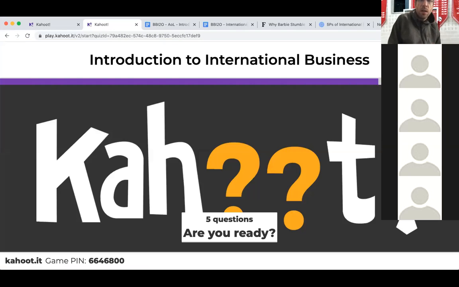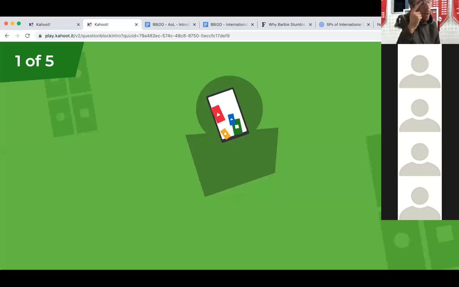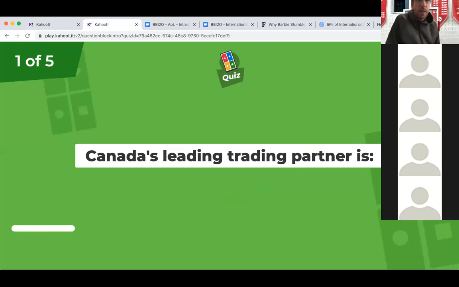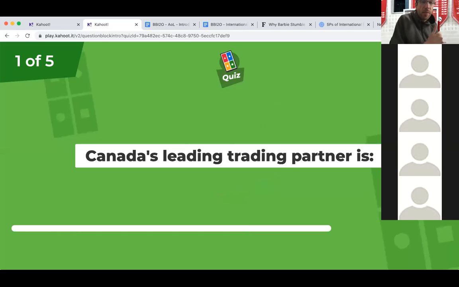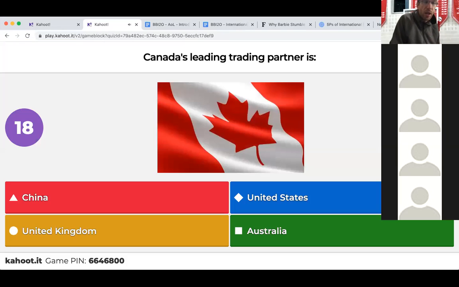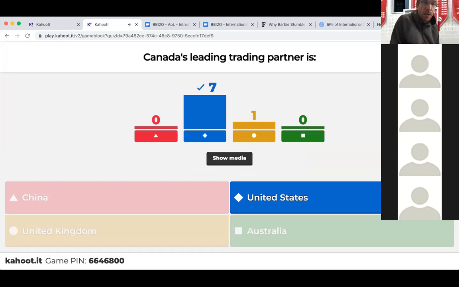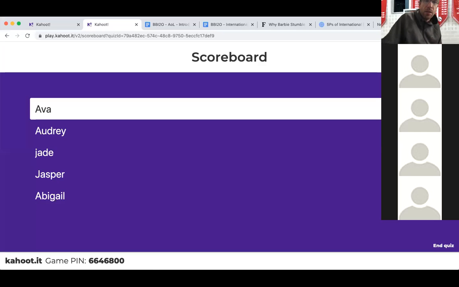So a little bit easy one. What is Canada's leading trading partner? Who do we trade the most amount of goods with? Is it China, the US, UK, or Australia? Definitely due to the proximity and their similar interests, that's usually the first place Canadian companies go.